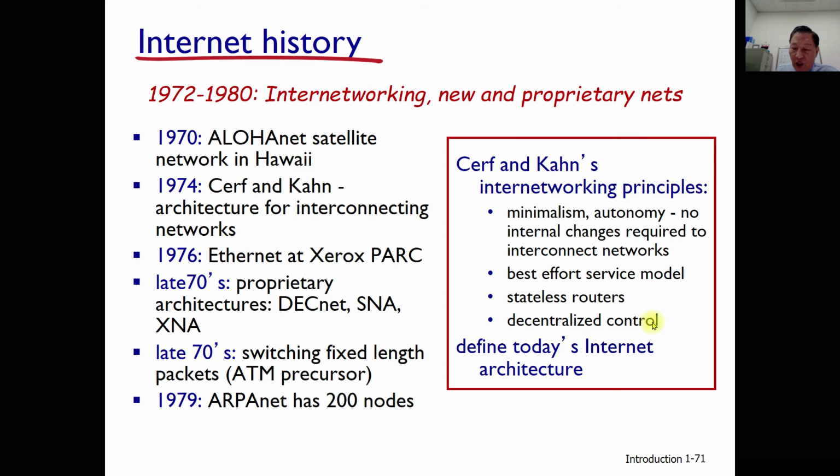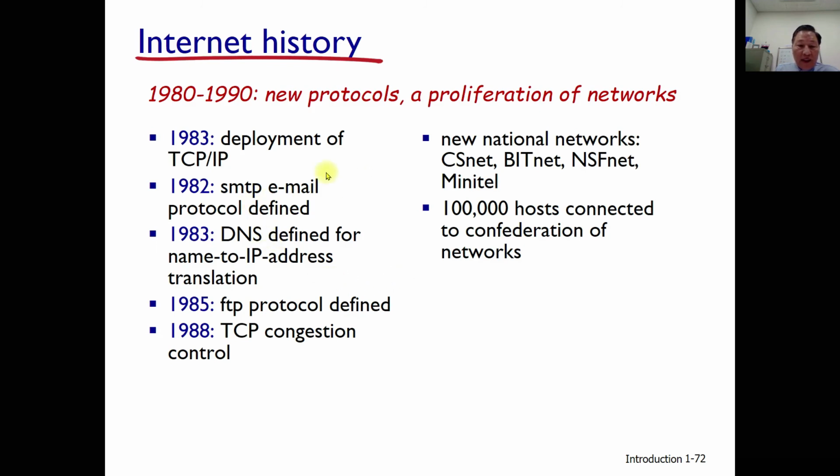Decentralized control instead of centralized control defined today's internet architecture. They defined today's internet architecture. And after that, in the next decade, there was a proliferation of networks and new protocols. TCP was introduced and deployed in the real world, along with SMTP, DNS, FTP, and TCP congestion control, which we will learn about later.